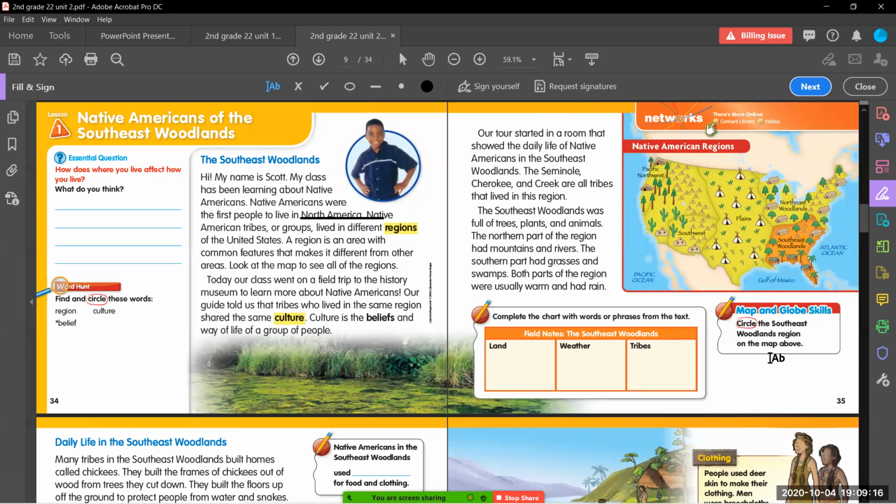Now over here on our map and globe skills, it says circle the Southeast Woodland region on the map above. So that's the part that's in orange. So I want you to circle this area right here. Make sure that you've completed all the parts of these two pages. So this section right here, circling, completing the box, and circling the Southeast Woodland region here.